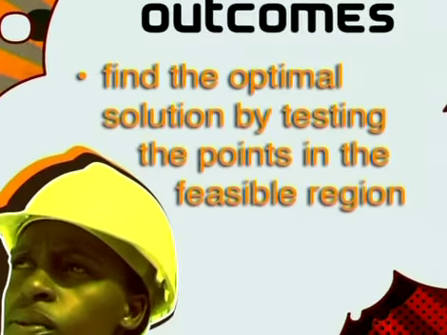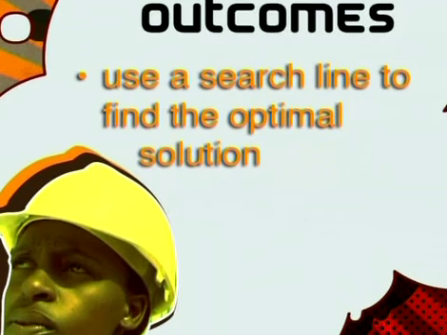In this lesson, we're going to extend the work we've done so far by working out another way to find the best or optimal solution from a range of possible solutions. By the end of this lesson, you should be able to find the optimal solution by testing the points in the feasible region and use a search line to find the optimal solution.